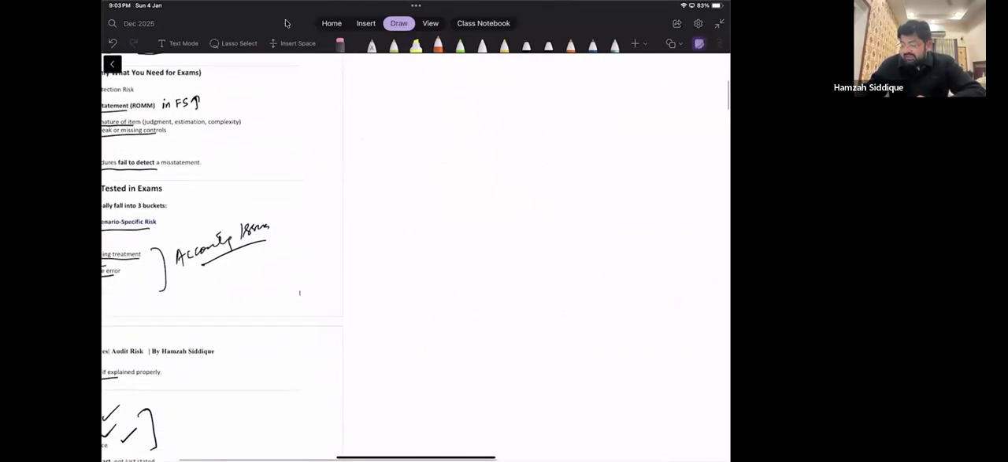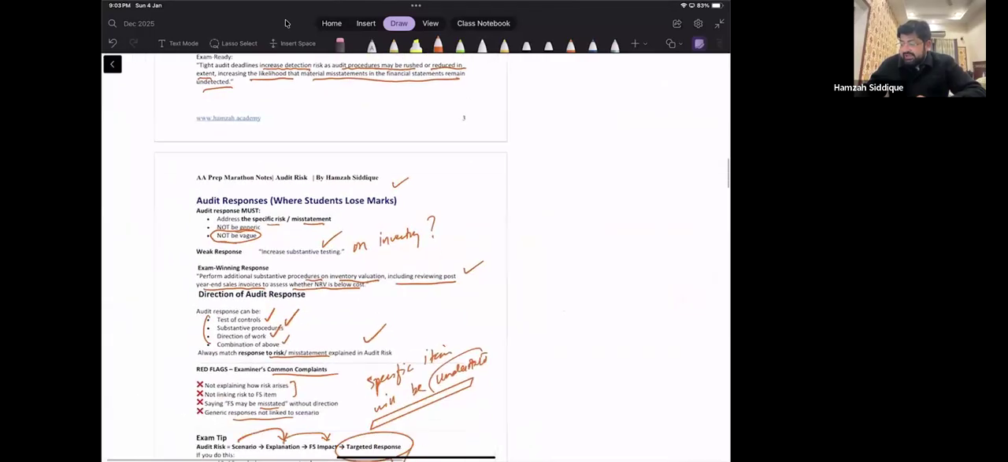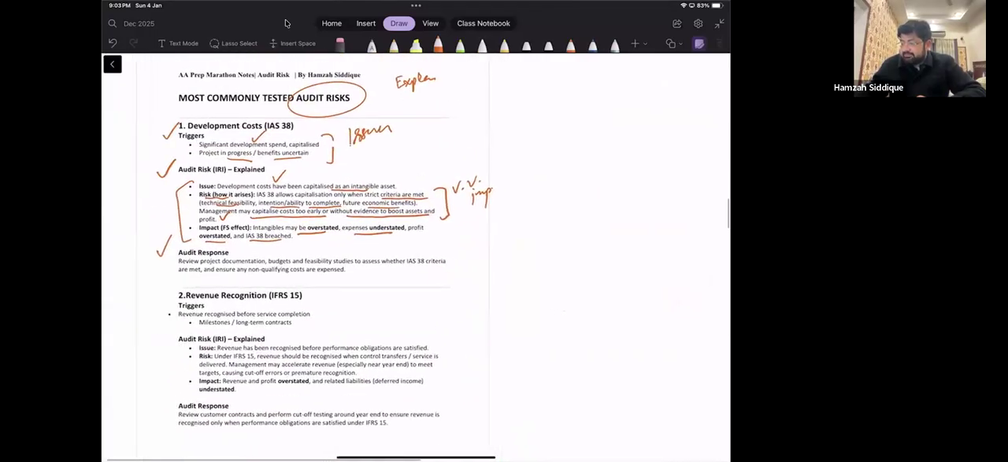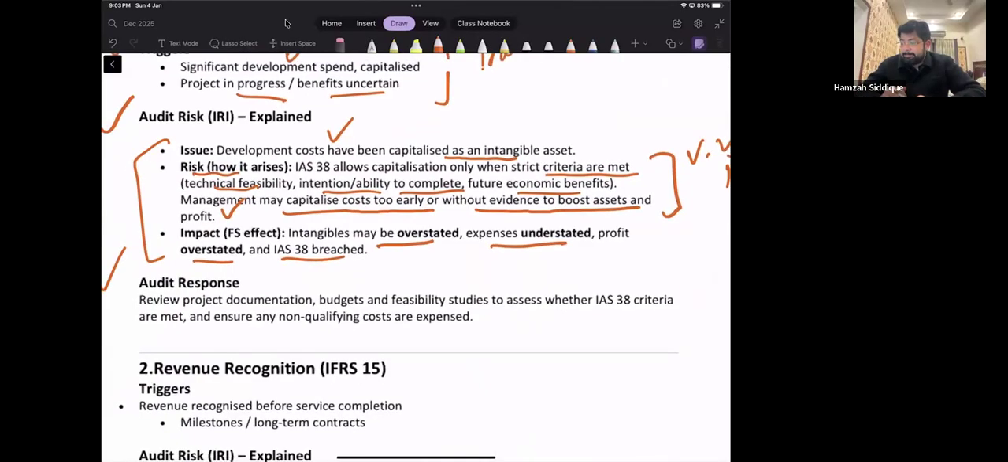Now, what is the risk you identified? You said that over here, that it may not meet the criteria. This criteria. Okay? And they may have capitalized it. So review project documentation, budgets, feasibility studies to assess whether IAS 38 criteria are met.